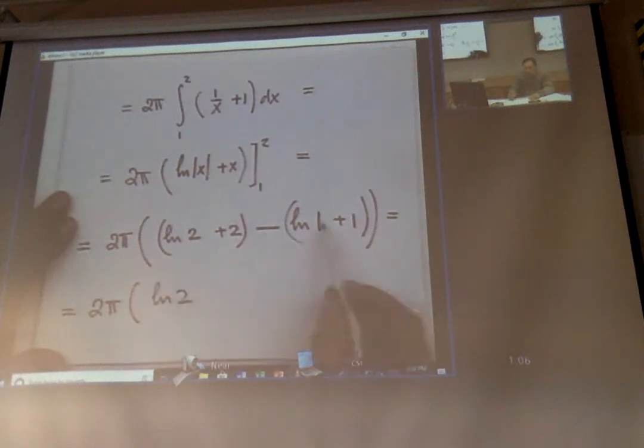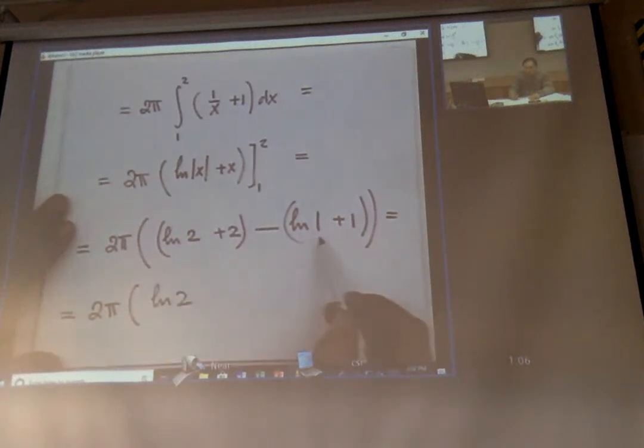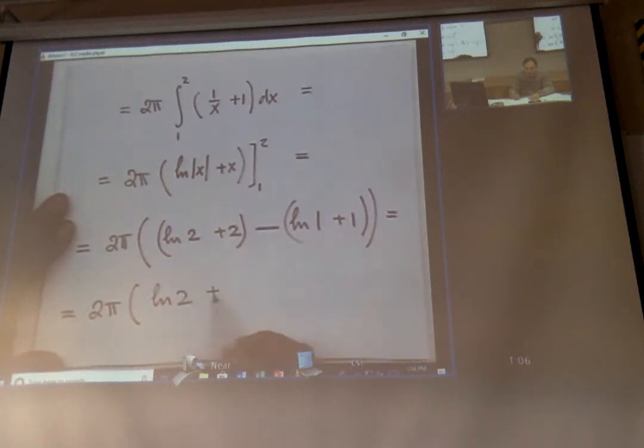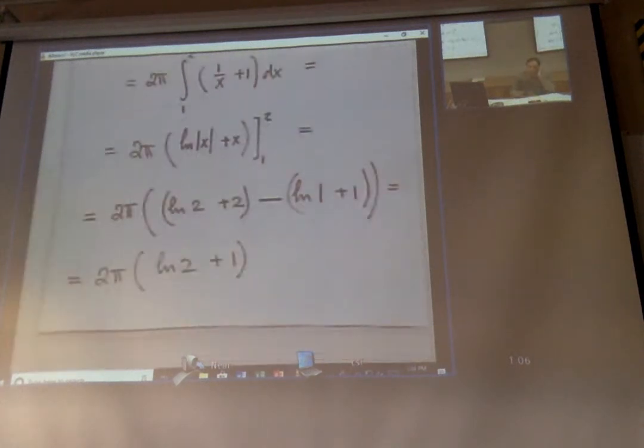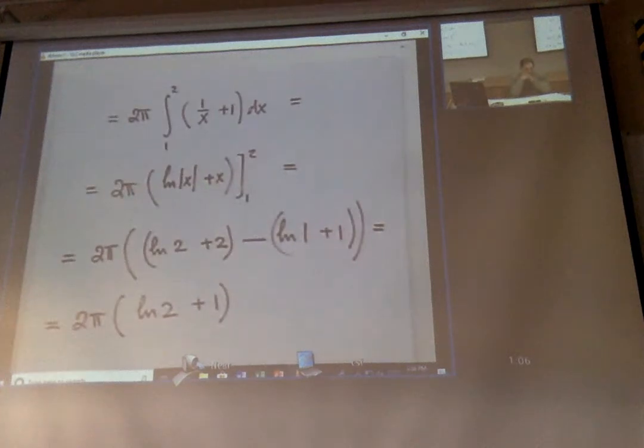What is natural log of 1? 0. And then you get 2 minus 1, right? Which will be what? 1. And that's the answer. It was exactly the same answer as we had before, where it took a lot of time to use the washer method just to go through the process. So that's the shell method, okay?